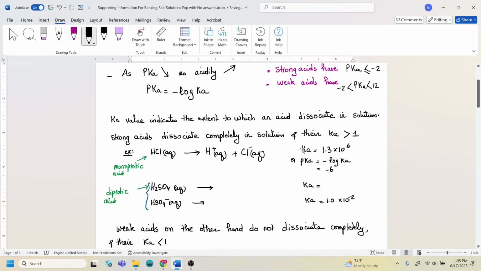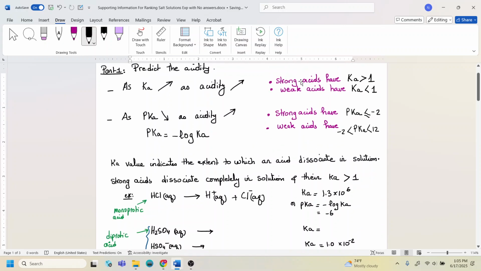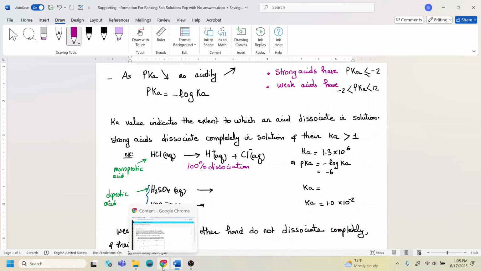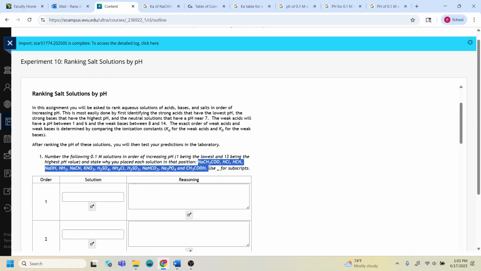This is reflected by a Ka value that is very large. It's 1.3 times 10 to the 6. So we said that the Ka for strong acids is greater than 1. So this one is very large, and it indicates that the acid dissociates completely into H plus and Cl minus. So we say that this one is going to be 100% dissociation. And that is going to be your reasoning whenever you are working with these acids in there.